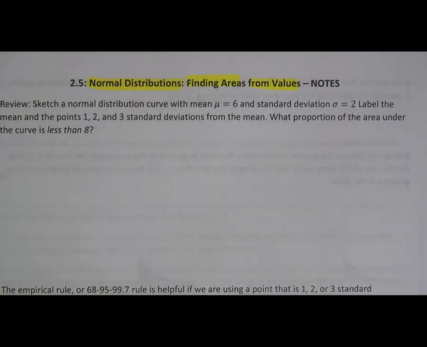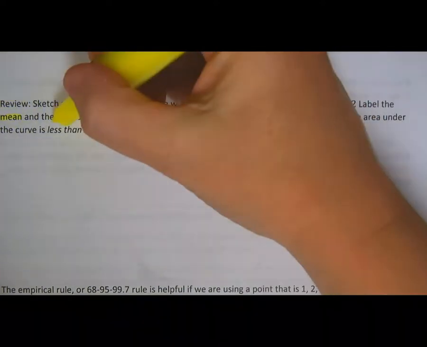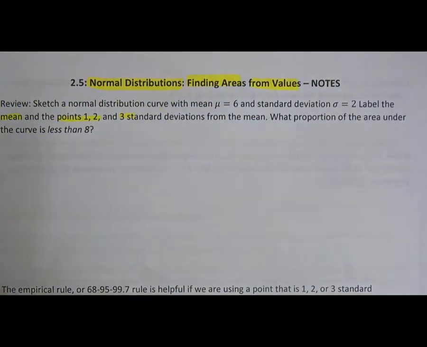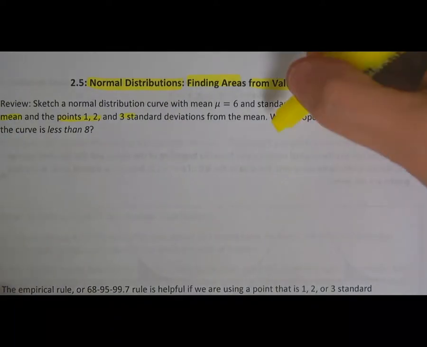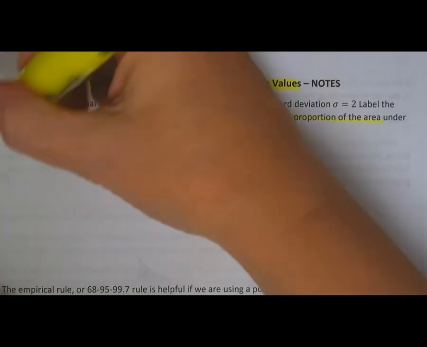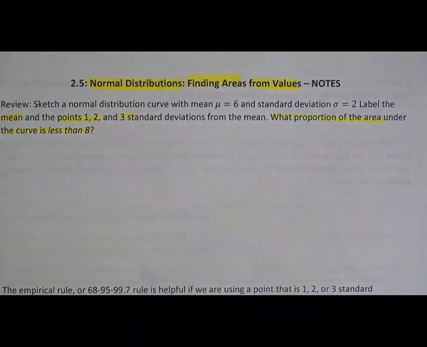I want to review with you, because it's been a few days since I've seen you. It says sketch a normal distribution curve. The mean is 6 and the standard deviation is 2. It says to label the mean and the points 1, 2, and 3 standard deviations from the mean. That means to the left and to the right. And then we'll answer the question, what proportion of the area under the curve is less than the number 8?